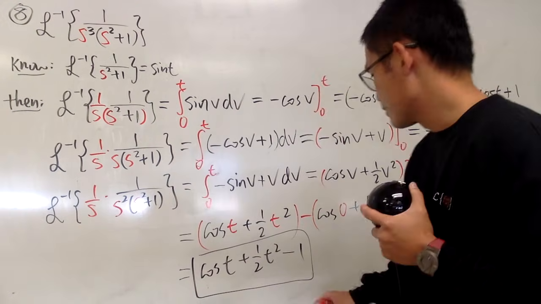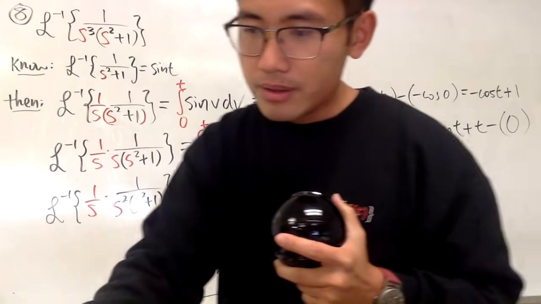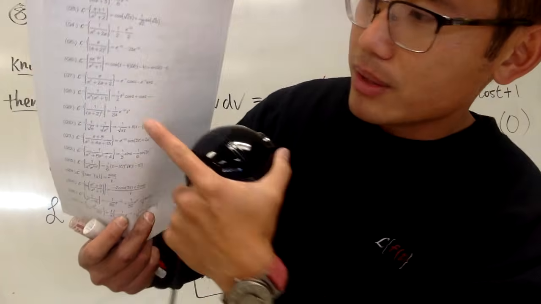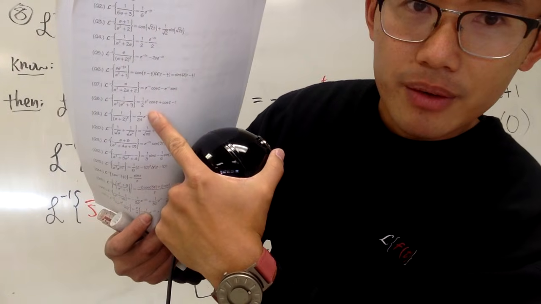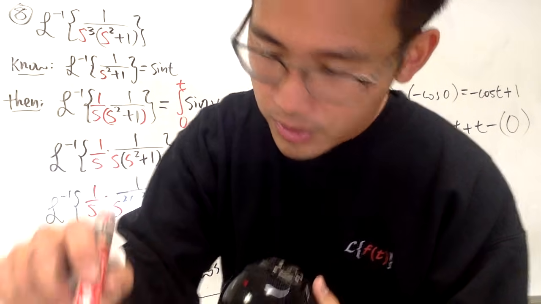Yeah, so just like this. It seems that I made a typo on my answer key, because I have the answer key right here. So 1/2 t squared. I think I actually have an extra cosine t here, which I don't think is correct on my answer key. So let me just get rid of that.